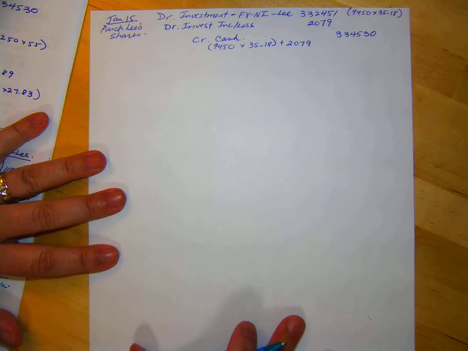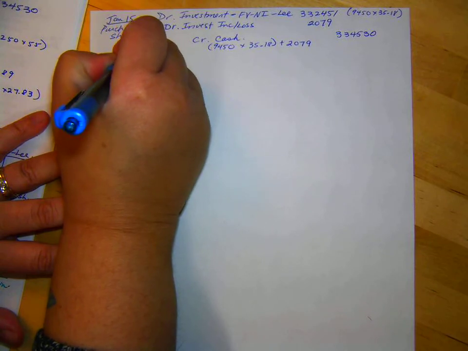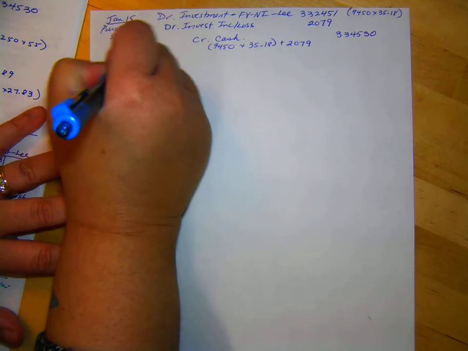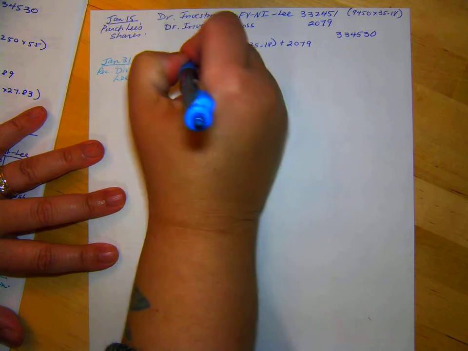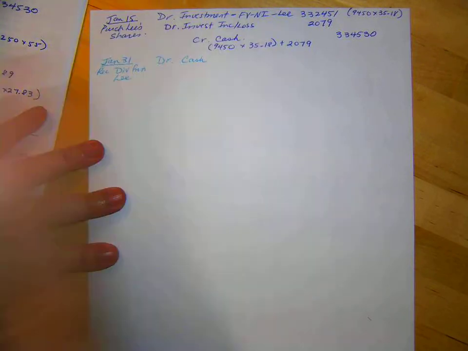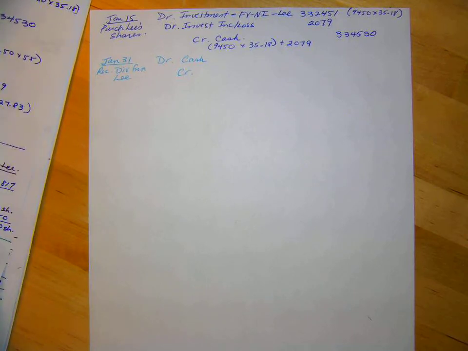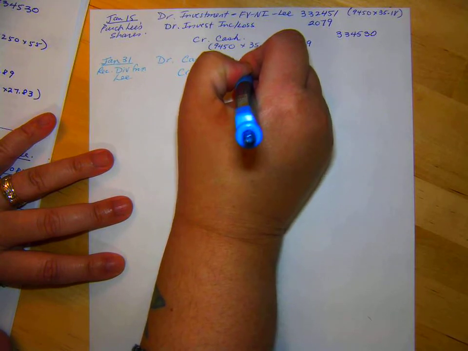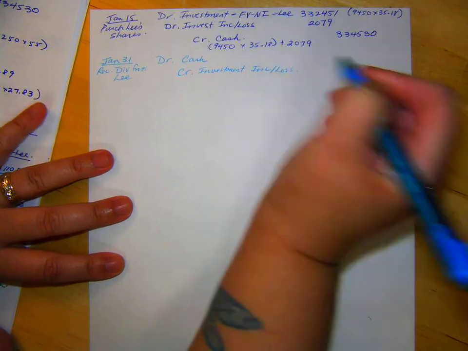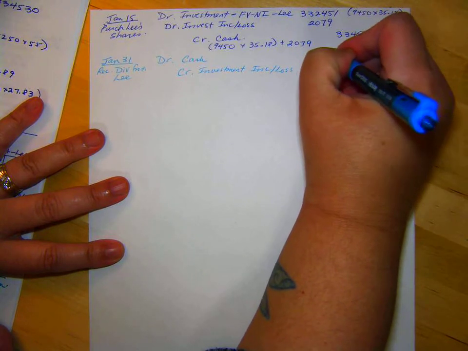Okay, the next date something happens is January 31st. So January 31st, receive dividends from Lee. So we get dividends, so that's going to be cash. Now, we could put dividend income or investment income. What does this question want you to do? They want you to put it in investment income or loss. And they said it was $1 per share. So it's $1 times 94.50.